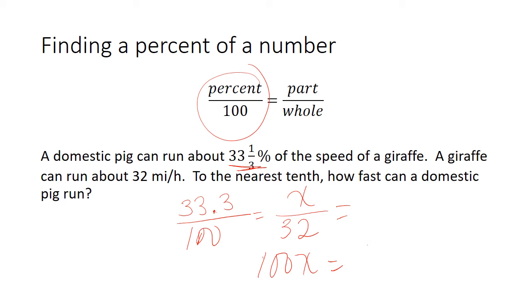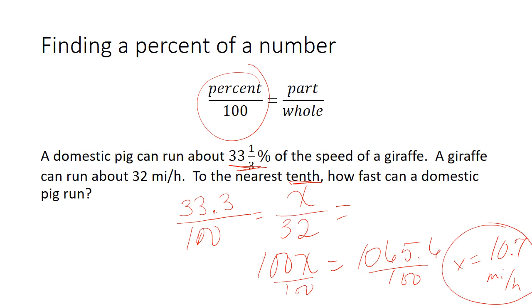And I'm getting 1065.6. So then I'll divide by 100. That gives me 10 point, and it says to the nearest tenth. I have 10.65, so I'm going to round that up and say 10.7. Put in my units, miles per hour. That's going to be how fast the domestic pig can run.